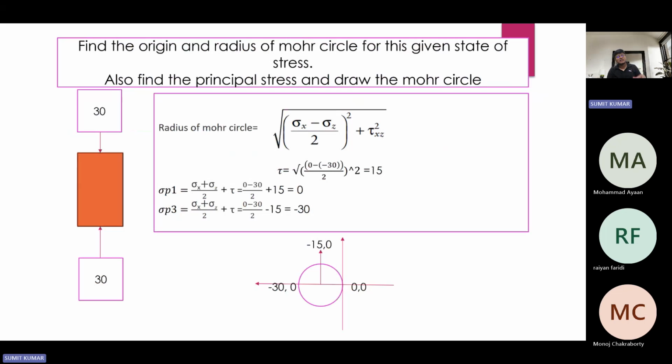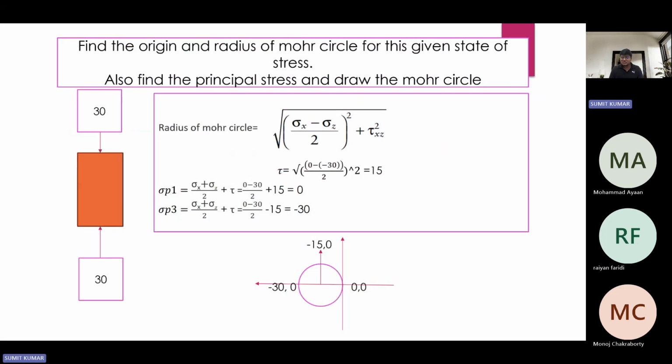Additionally, one more point to be found is to calculate the principal stresses and draw the Mohr circle. First of all, in this plane, shown in the red colored section, only the compressive stress in the vertical direction is applied. So the sigma z value is going to be minus 30 because it is compressive, and in the sigma x direction there is no stress acting, nor in the shear direction.